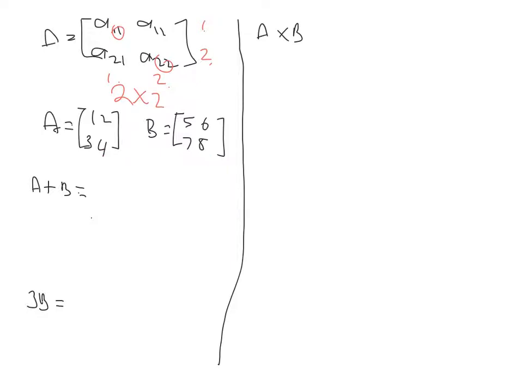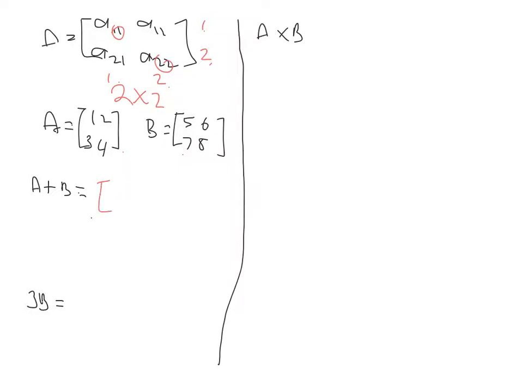What we do when we add is add the elements that are in the same location. So over here we're going to add 1 and 5, 2 and 6, 3 and 7, 4 and 8, and we put those in the same location in the answer matrix. A and B are both 2 by 2, so that means A plus B has to be 2 by 2. So we put that in there.